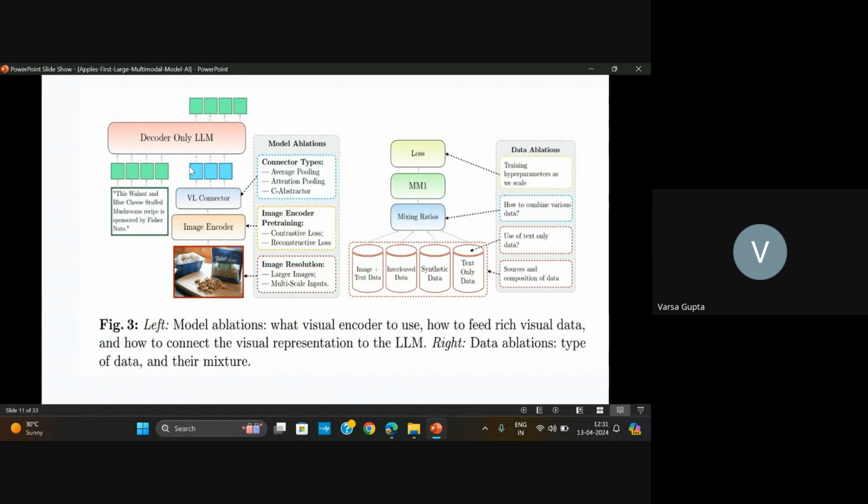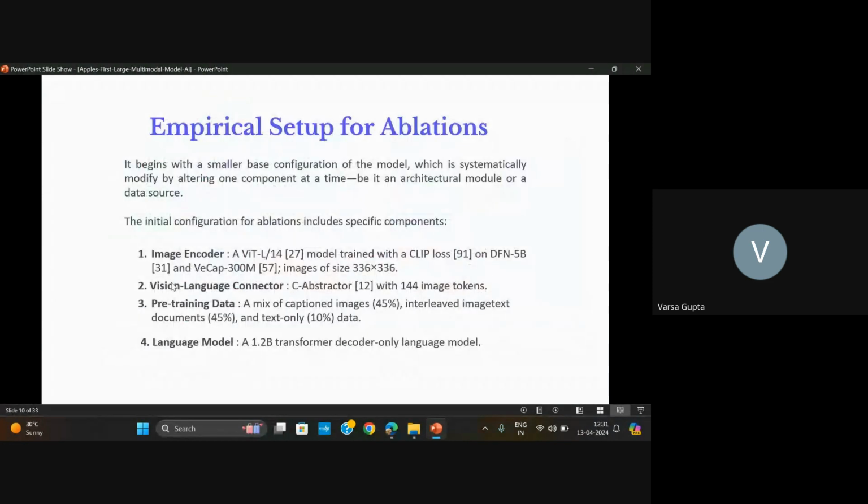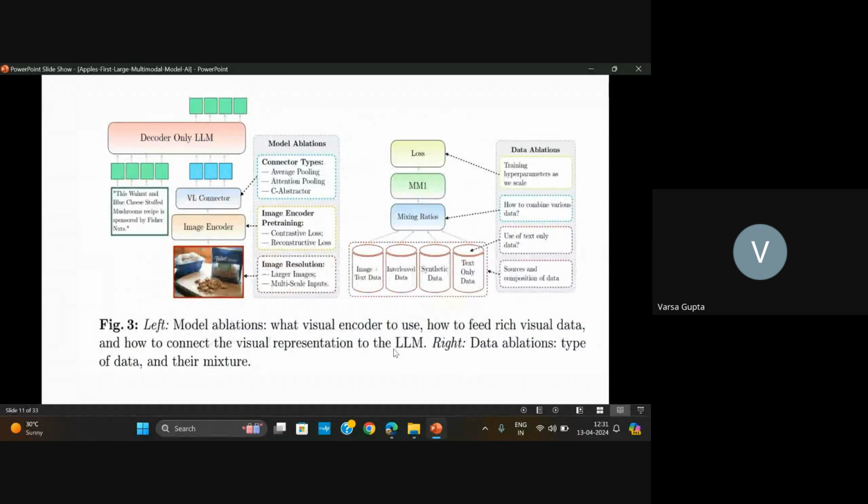So for that we use something called a vision language connector. We use C abstractor. C abstractor is basically a framework that helps to give the joint representation of image and text. Like we have passed the image and we have also passed the text. So this will relate the meaning of this text with this image and give a meaningful way to the LLM to understand that this image is talking about this thing.